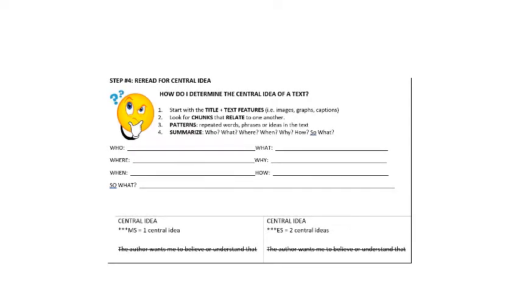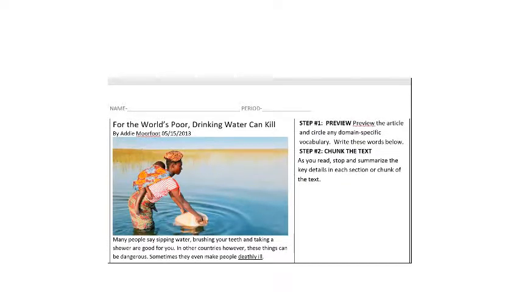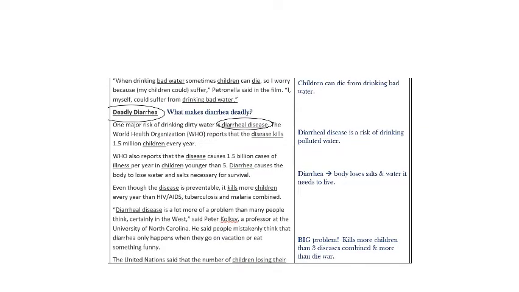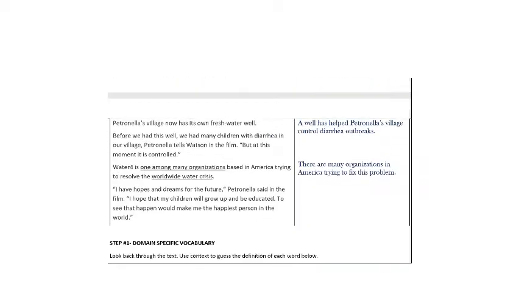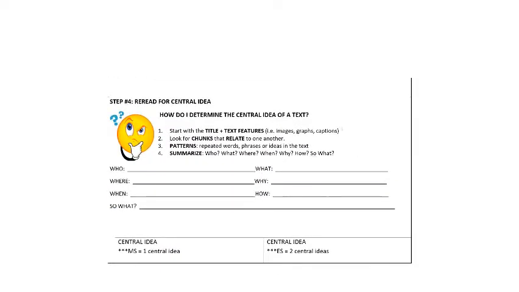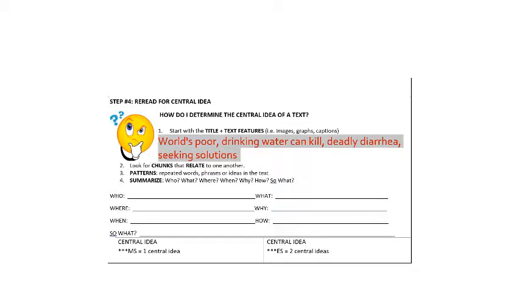Step 1 is to start with the title and text features. I'm going to go back and look at those again and see what the most important things were. I have the title, "For the World's Poor, Drinking Water Can Kill." I have deadly illness in the picture. I have the headings, deadly diarrhea and seeking solutions. And so I'm going to put those things here as step number 1.